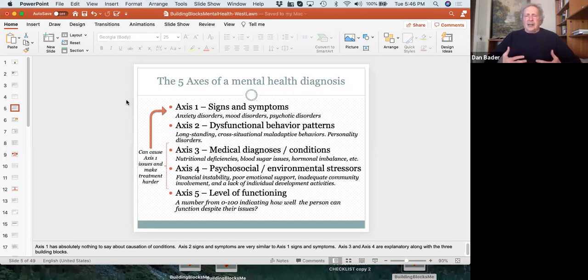Now, symptoms are whatever somebody reports that they're suffering. I feel sad. I feel depressed. I'm having suicidal ideation. I'm hearing voices.